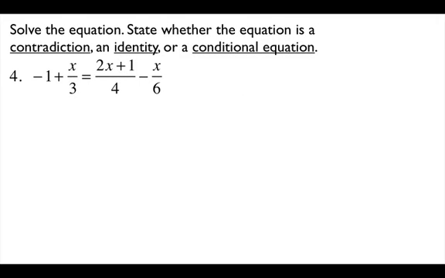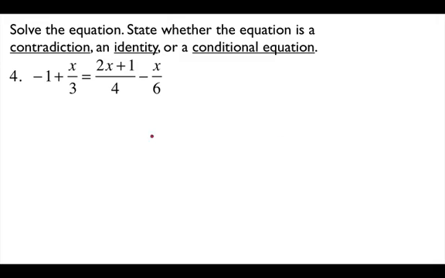The directions change a little bit. You're still solving the equation. That's the first part. The second part says state whether the equation is a contradiction, an identity, or a conditional equation. We'll worry about those once we have something in front of us. So I'm basically going to start solving the equation, and we'll see what happens.